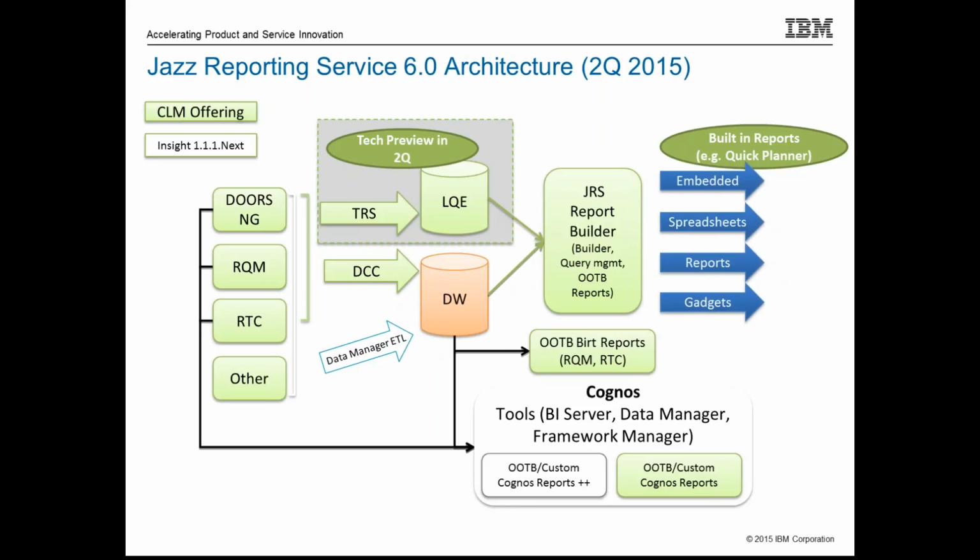It's still there. So this picture is to really show you how Jazz Reporting Service works and looks today. Again, Jazz Reporting Service is intended, as I mentioned a moment ago, to report today against the CLM tools, so DOORS NG, RQM, and RTC. And it delivers its reports through a data warehouse. This is done through a server-side technology called the Data Collection Component, represented here on the slide as DCC.